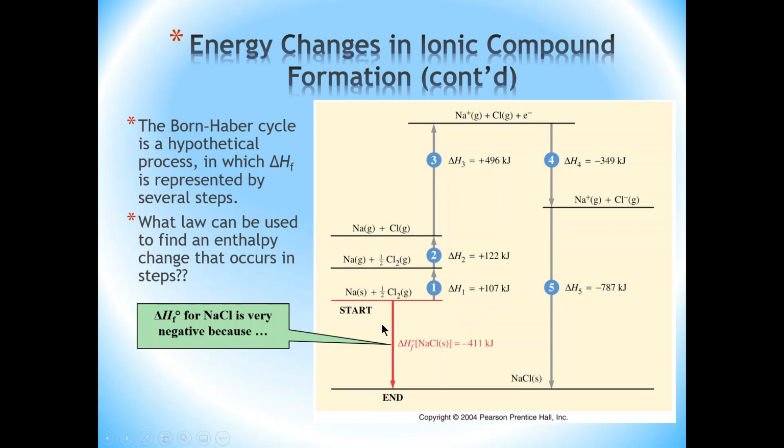Then we go from here to here, step 2. And you'll notice that what is happening here is that the chlorine molecule is converted to chlorine atoms. So basically what you're doing is breaking up the chlorine molecule. You're busting the bond between the two atoms of the chlorine gas. So we call that enthalpy of atomization. You're converting the molecules to atoms. And in the case of chlorine, that value is equal to 122 kilojoules.